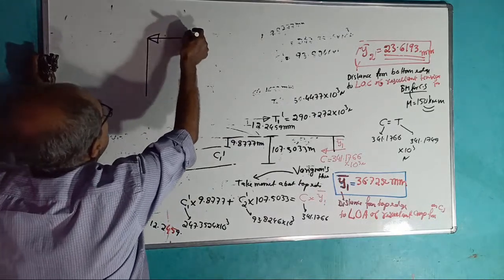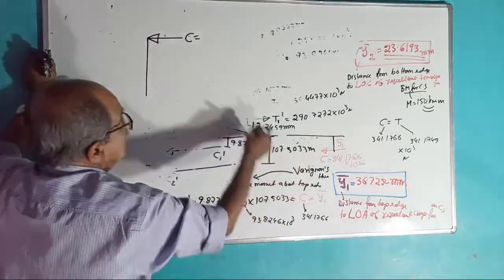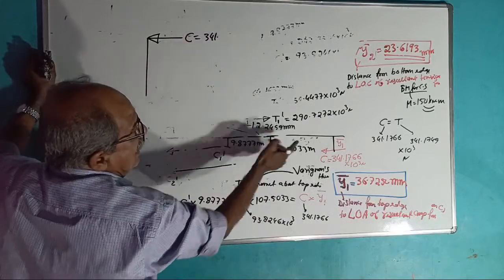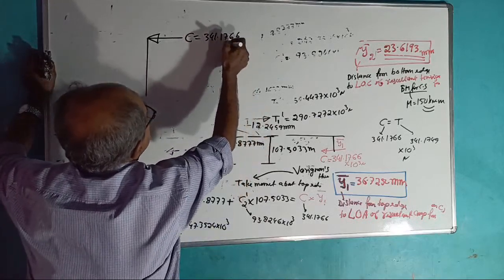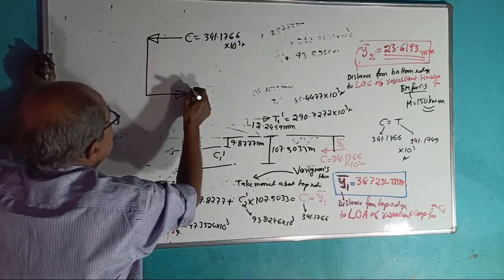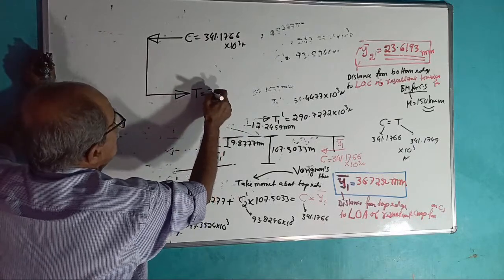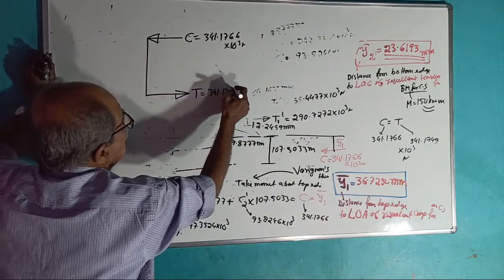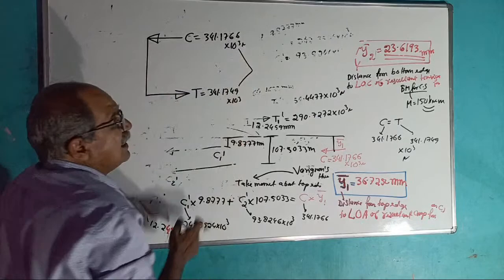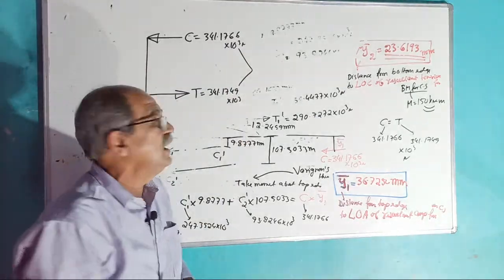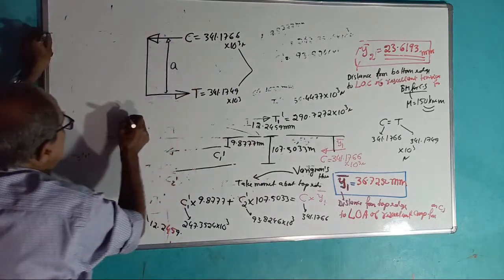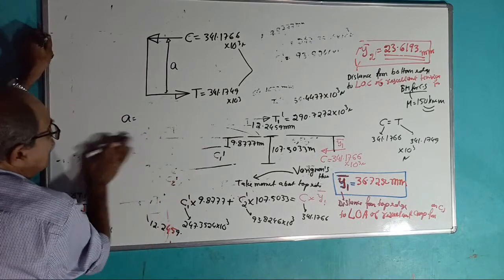Okay, now, lastly, therefore, you can see two parallel forces. One of them is C equal to, where is it, C? 341.1766 into 10 to the power 3 Newton. One more parallel force here, tension force T resultant, equal to 341.1749 into 10 to the power 3 Newton. Make a note, this slight error is because of rounding off error. Okay. Now, there is a distance between them. Lever arm is called A. Lever arm A equal to, see correctly, lever arm A.